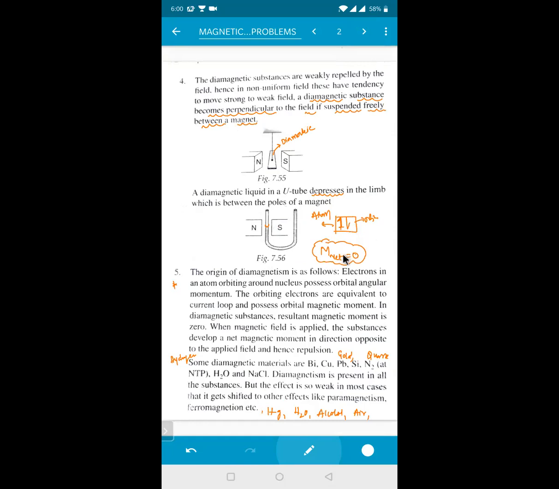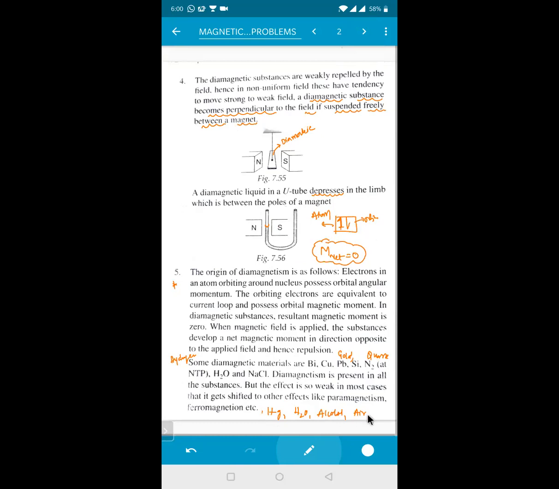And the net magnetic moment is zero, because there are no atomic dipoles. The best examples of diamagnetic materials are bismuth, copper, lead, gold, silicon, nitrogen, quartz at NTP, H2O, and NaCl. Under general conditions, hydrogen is also one of the best examples.